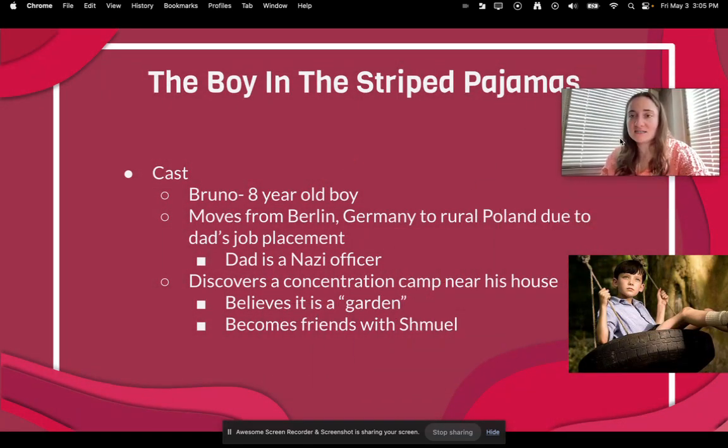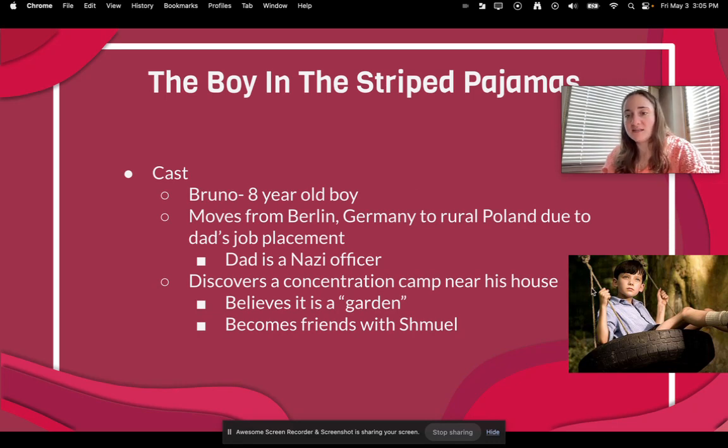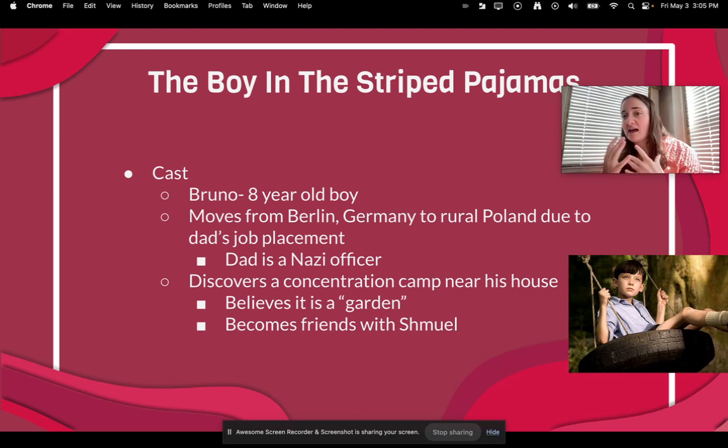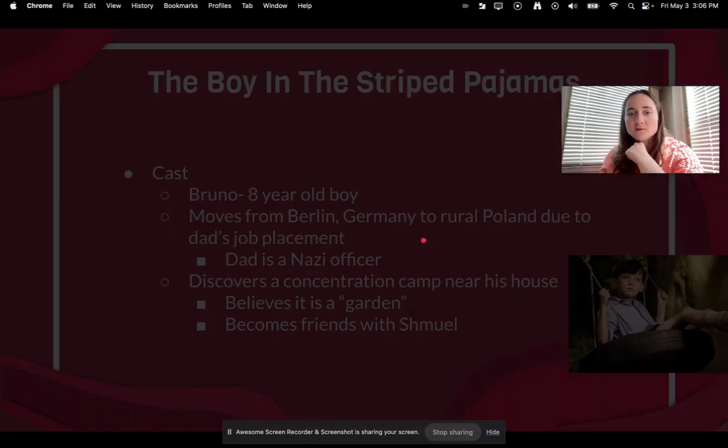So the cast. We have Bruno. He is our main character. He is an 8-year-old boy. He moves from Berlin, Germany to rural Poland due to his dad's job placement. His dad's a Nazi officer. He works for the SS. He discovers that there's this kind of interesting camp village thing near his house. We know that as a concentration camp. As an 8-year-old, he really doesn't know what's going on. He believes it's some sort of garden, but he becomes friends with this kid named Shmuel.